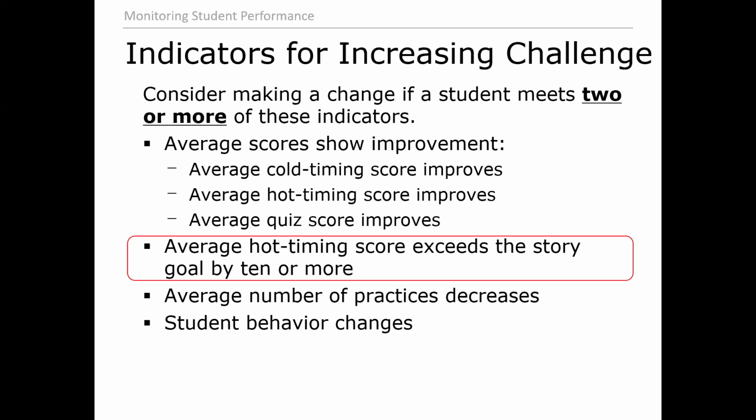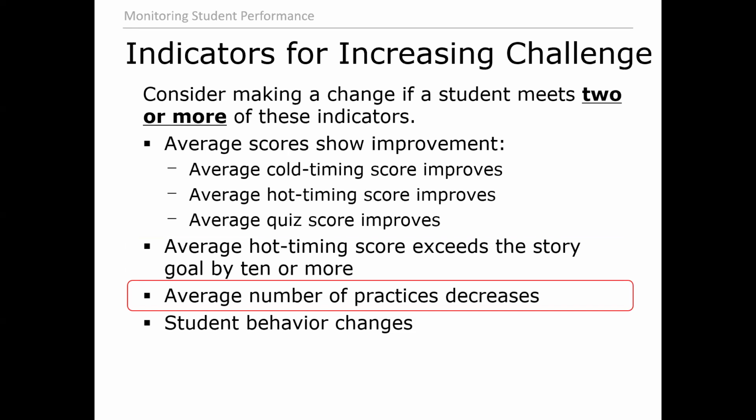We want the difference between their average final timing score and their goal. If it's a double-digit difference, if it's 10 or more, that's an indication to you they can handle more of a challenge. That's quite a bit away from where their goal is, so they maybe can handle something that is more challenging. We also want to take a look at how many times they've practiced.